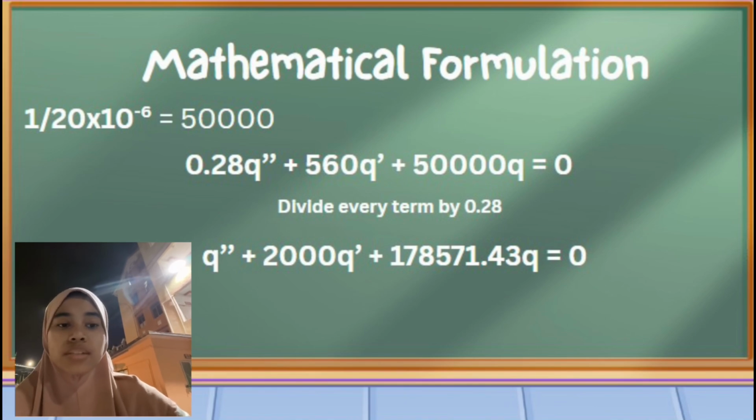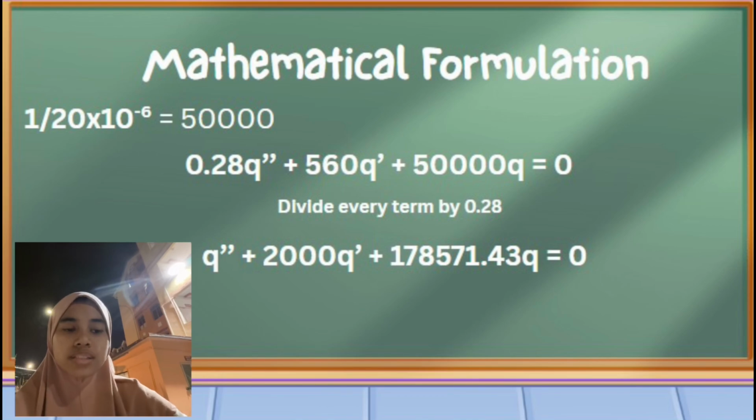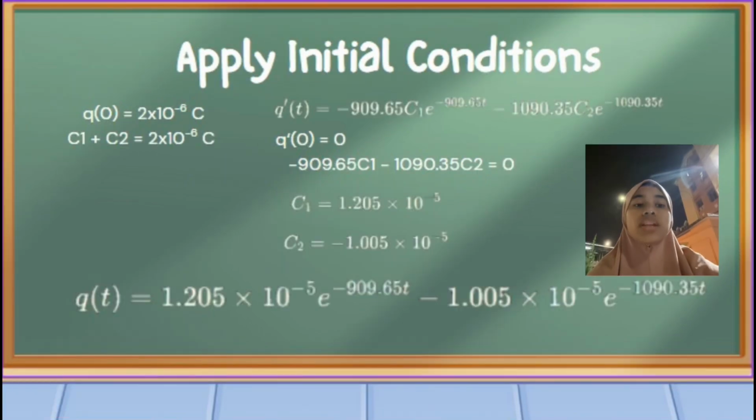First, we substitute all the given parameter values into the differential equation. This gives us 0.28 Q'' plus, this gives us this equation. Next, we evaluate the response at t equals 0.01 second.